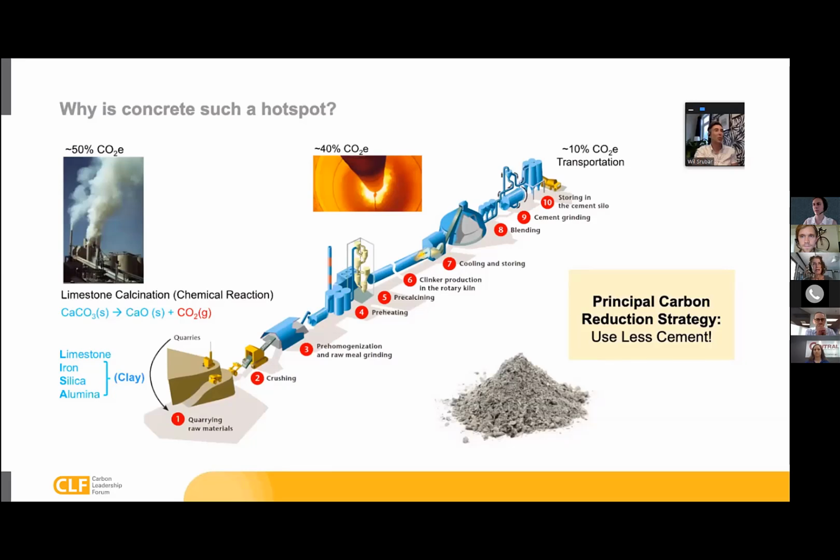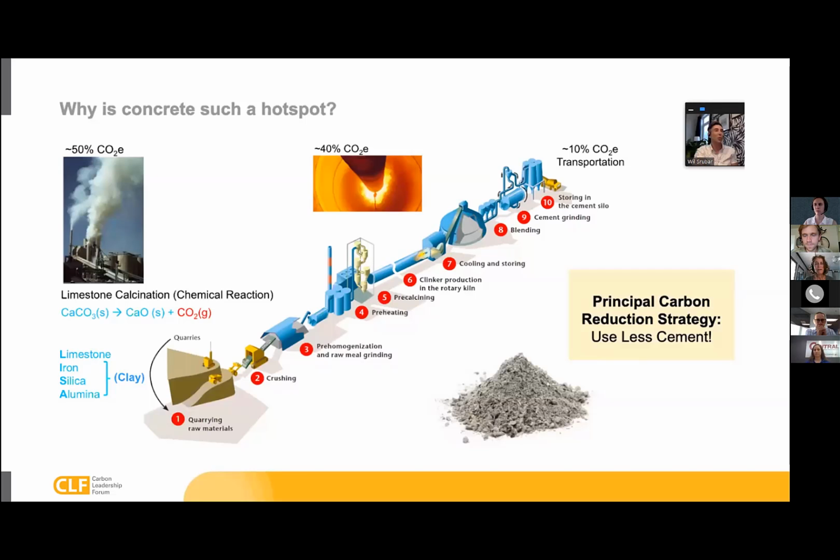You can see in the upper left side, limestone calcination. So to make cement, you take limestone, you burn it at a very high temperature. And in that burning, like 50% of the total emissions comes from what comes out of the smokestack from the chemical reaction of turning the limestone into cement. Another 40% is the energy used to get those high heats, and then you've got an additional 10% in transporting the concrete to where it needs to go.